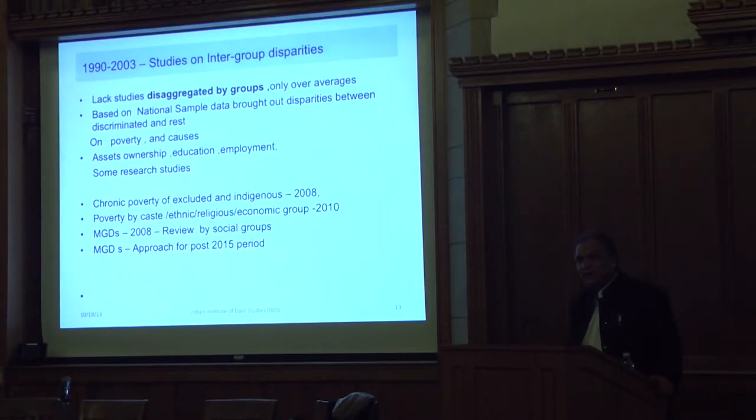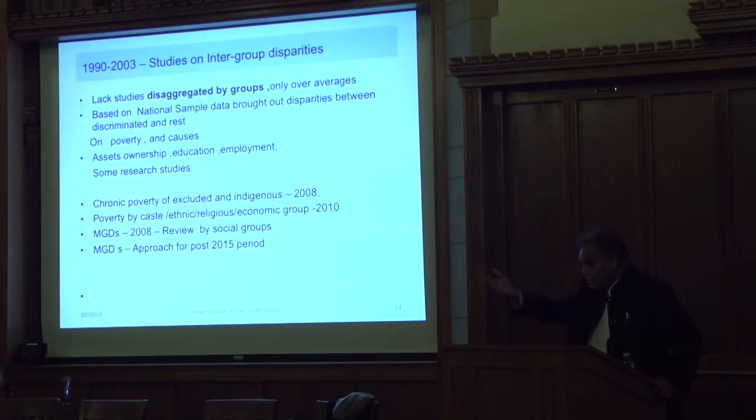made a beginning on the intergroup disparity between scheduled caste and scheduled tribe, in poverty, causes of poverty, in access to ownership of land, education, employment, and also did some studies. Now, some of the studies were done by the institute also, but some studies were done earlier. So these are the four major studies which became very known.